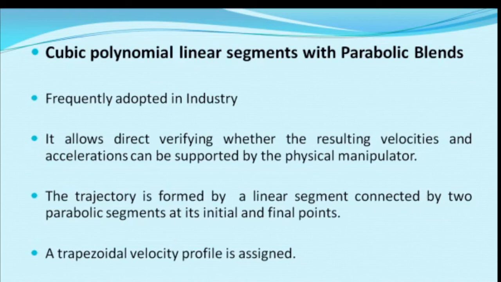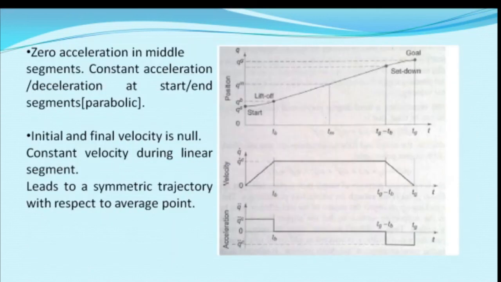Because of this, the velocity profile is not parabolic here, it is trapezoidal. You can see here, the velocity profile is not parabolic, it is trapezoidal. And the resulting acceleration profile you can see here. Now on the graph you can see this linear segment, and at the start and at the end you see the parabolic part. So this start and end parabolic path is blended with the linear segment.